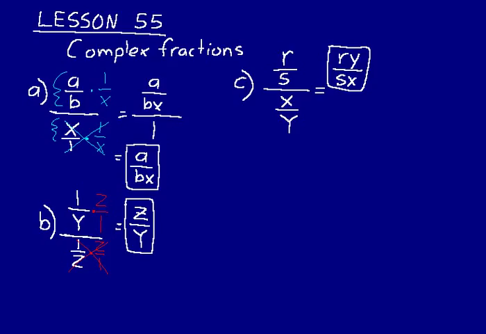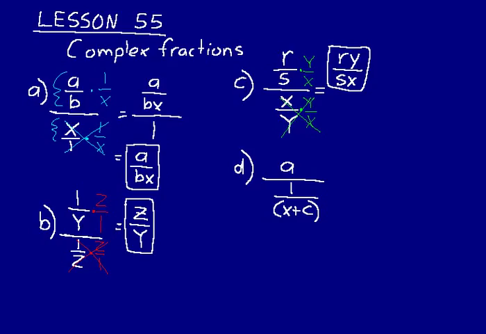Now I'll go back and put in the numerator, denominator, same quantity rule, just so you can see if you got confused on that. We'd multiply above and below by y over x. Cancel the bottom, and then you get ry over sx.